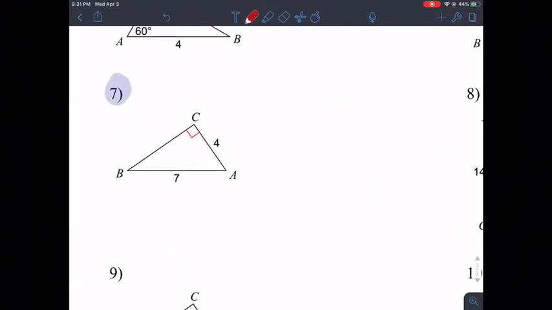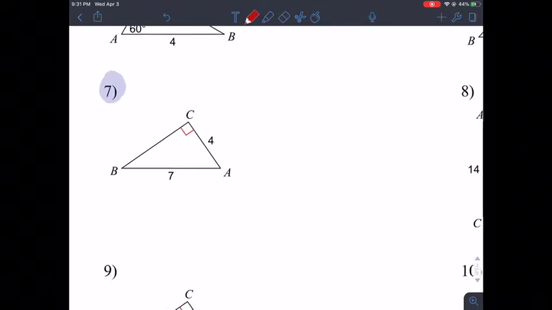So here I'm given 2 sides. I want to know all the sides and angles. So I want to know angle A, angle B, angle C, and those are all capital letters. And then I want to know side A, side B, side C. These all have to be lowercase letters.